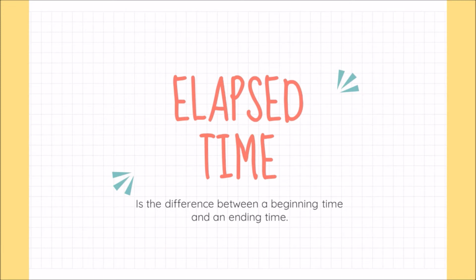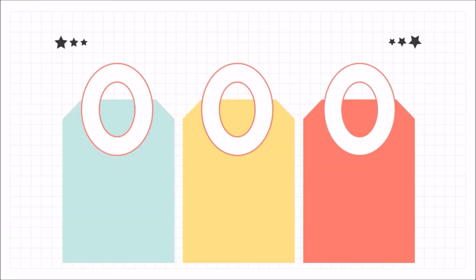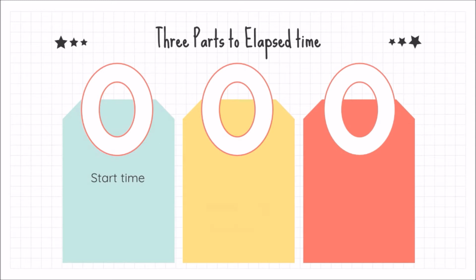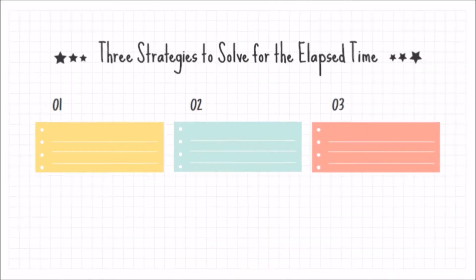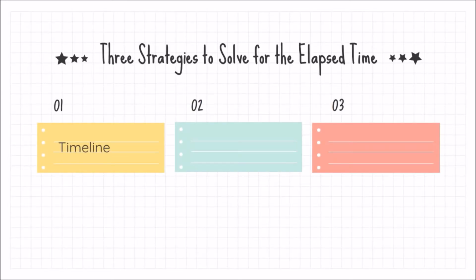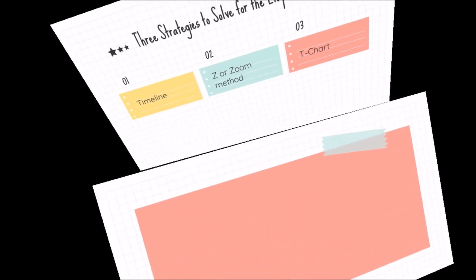Elapsed time is the difference between a beginning time and an ending time. Elapsed time has three parts: the start time, the elapsed time or the time gone by, and the end time. We need at least two of these parts to solve elapsed time problems, as well as the different strategies. Three strategies to solve for the elapsed time are the timeline, the Z or zoom method, and the T-chart. So we will tackle each strategy one at a time in solving elapsed time.